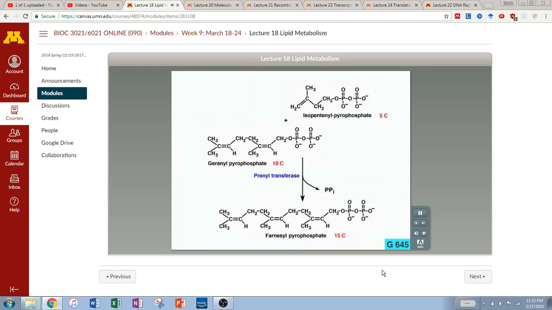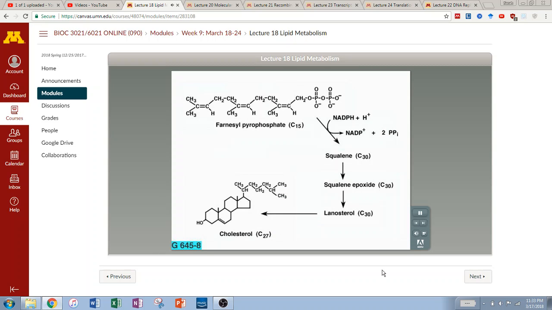In the next reaction, a 10-carbon geranyl pyrophosphate condenses with a 5-carbon isopentenyl pyrophosphate to give a 15-carbon farnesyl pyrophosphate. An inorganic pyrophosphate molecule is released in the process, and its cleavage would again promote the forward reaction.